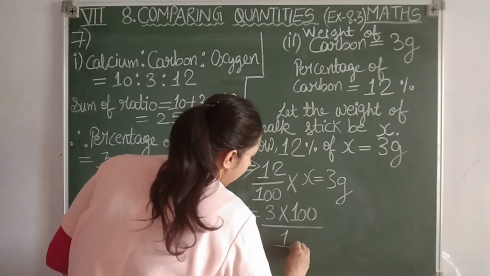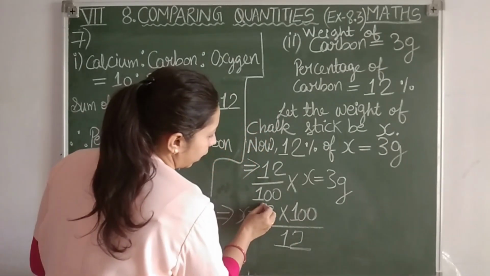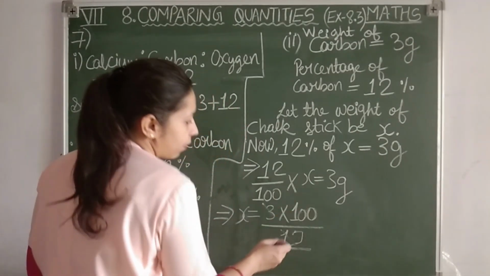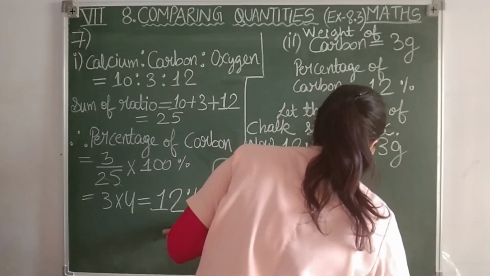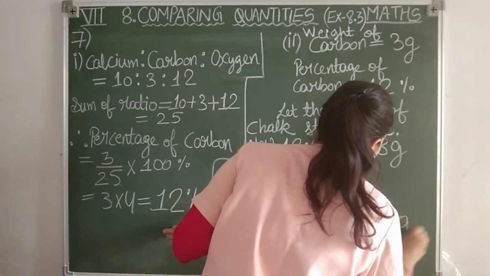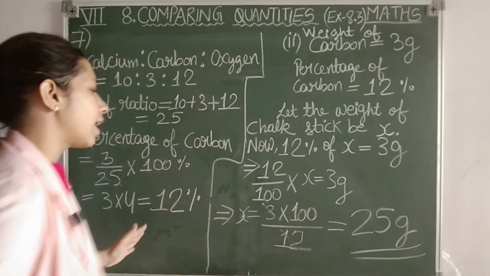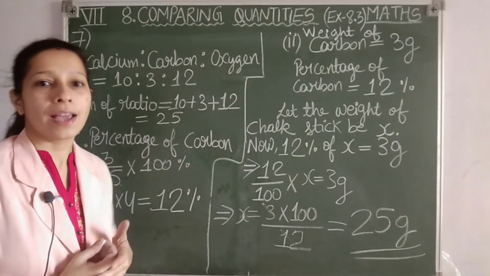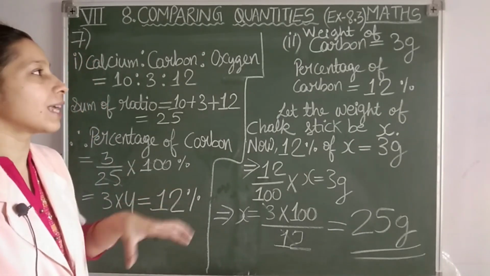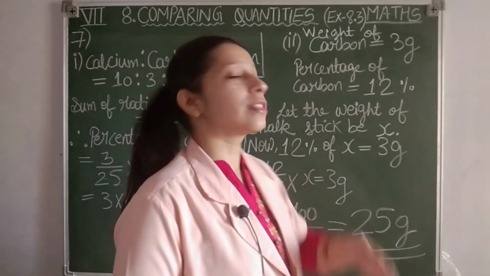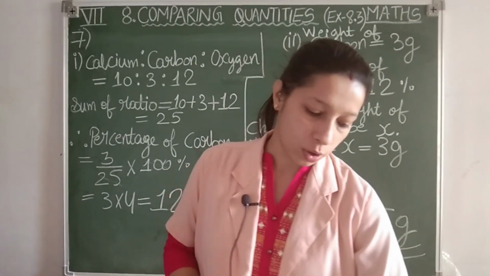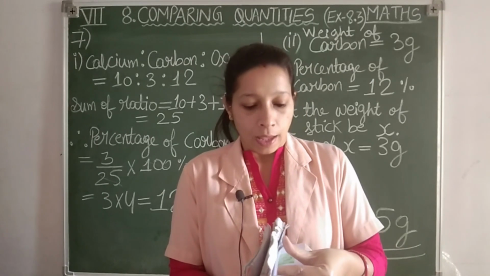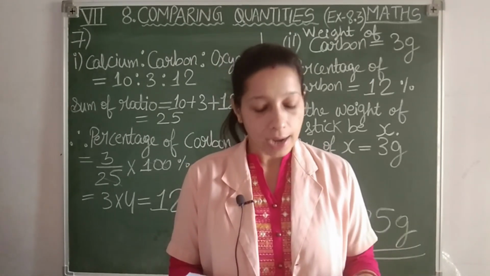Isn't it? Now 3 and 12 cancel, 3 ones are 3, 3 fours are 12. Then 100 divided by 4, how much? 25 grams. So students, we got our answer, x is equal to 25 grams. That means the total weight of chalk is 25 grams. From that, 12% is equal to 3 gram, which is the weight of carbon. So like this we have solved question number 7 also. Now question number 8 I have already given you as homework. We are going to continue with question number 9 now.